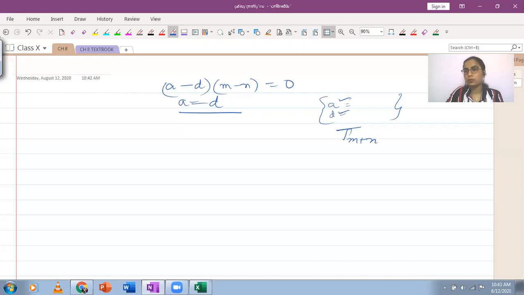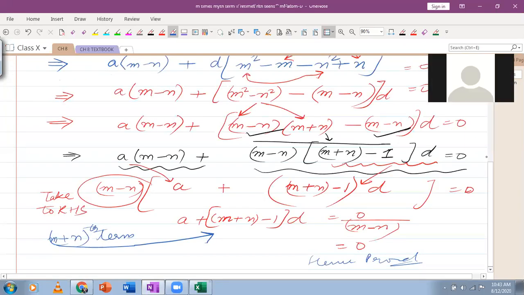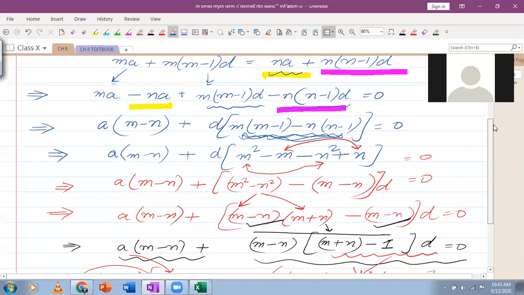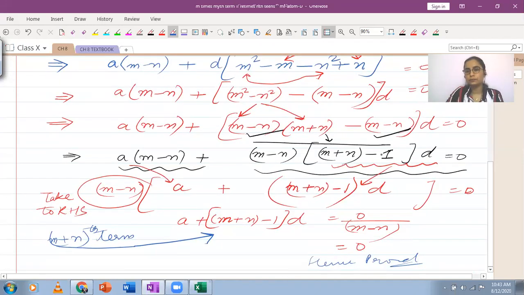But this is the easiest way, the one I've used here. Like start with what's given and just simplify. Simplifying it, you will reach your answer.